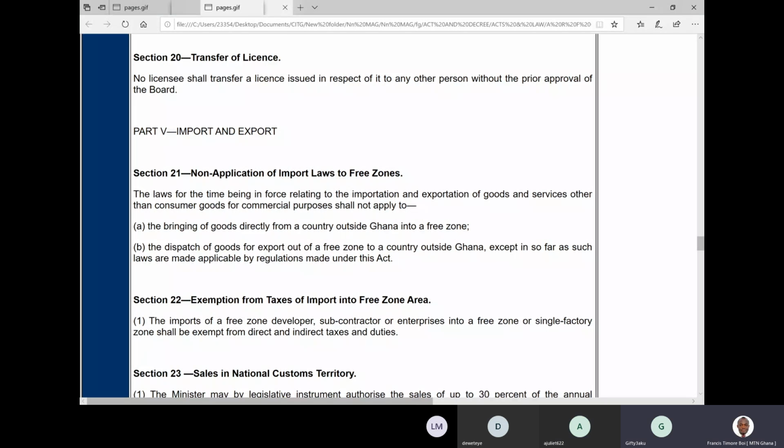So Francis, is that the main purpose for the fencing, right? Exactly. So you need to protect anything that enters into the free zone. If it enters there, you need to guard it. You don't allow it to sneak into the local market. That means that you have breached. You are dealing with uncustomed goods that are supposed to attract taxes, but you did not pay.